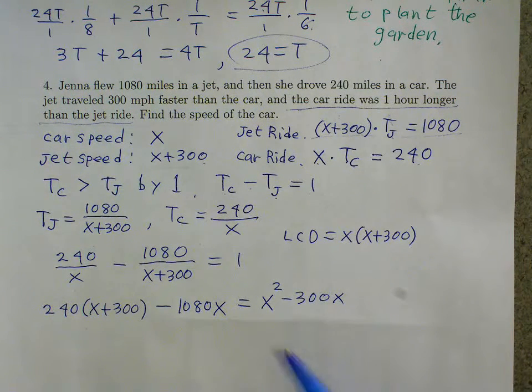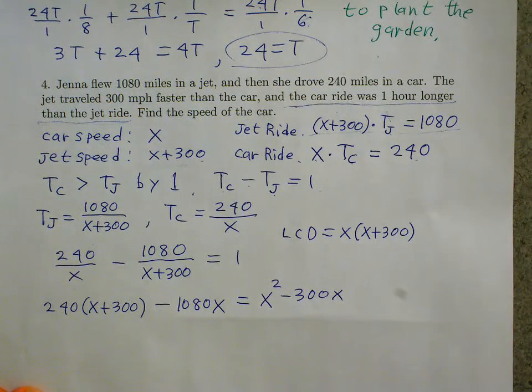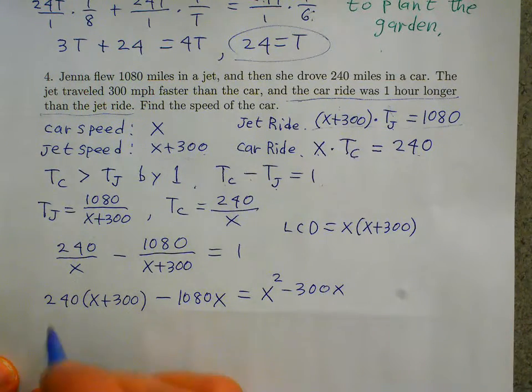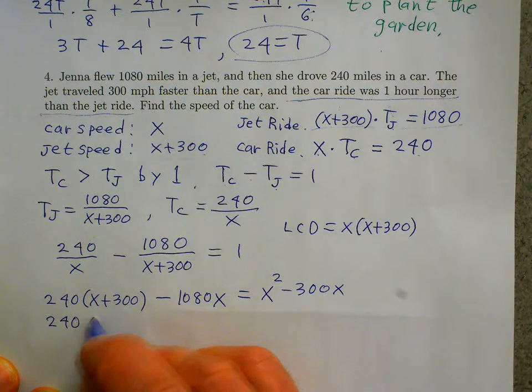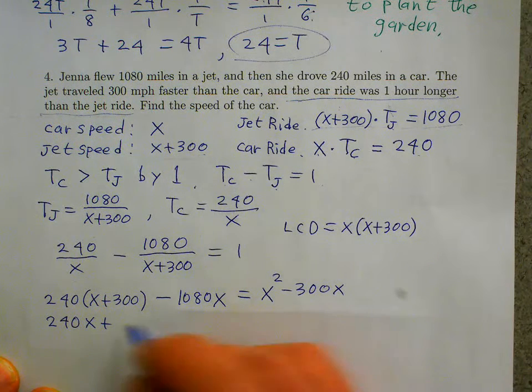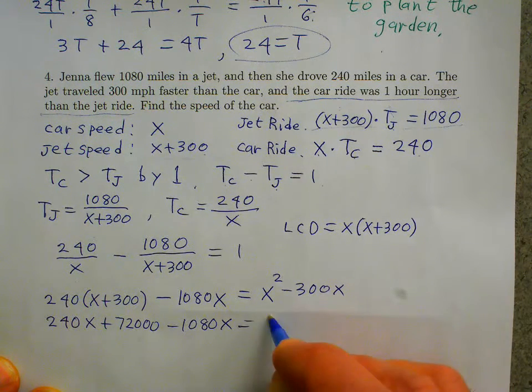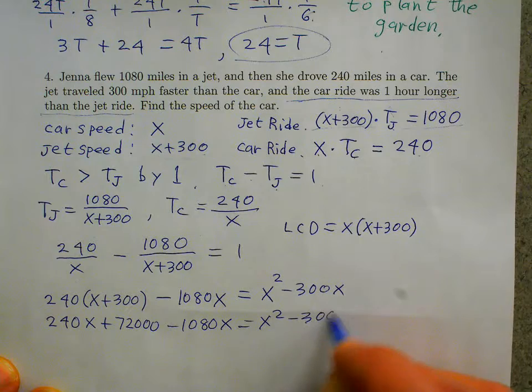Here we get a quadratic equation. The numbers look pretty big, but with your high-powered calculator, you can do this pretty fast. So let's multiply 240 times the binomial x plus 300, so we get 240x plus 72,000 minus 1,080x equals x squared plus 300x.